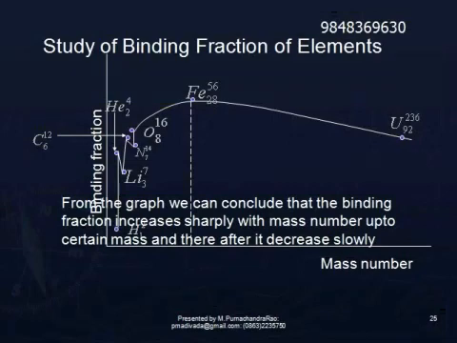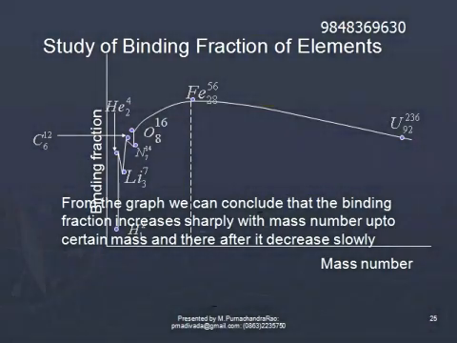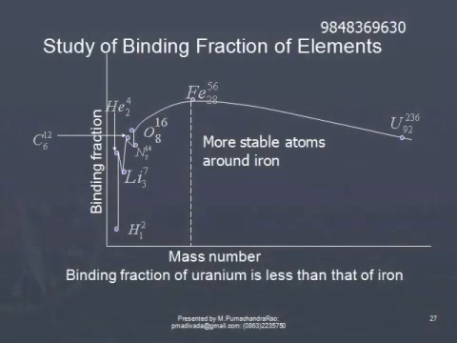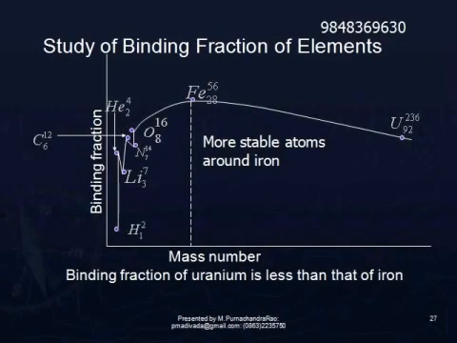We notice that the binding fraction increases with the atomic mass number. Of course, there are slight variations. Helium has a higher binding fraction compared to lithium, so there are some variations. But the binding fraction increases with the increase in mass number, and it reaches the maximum value around iron, not exactly at iron, but around iron. It is fairly constant, with a high value for elements around iron. So these nuclei are more stable.